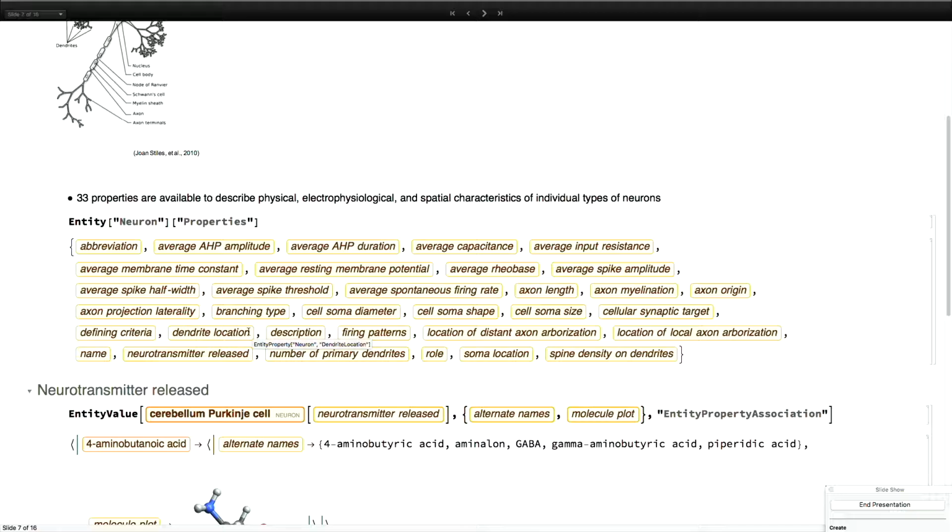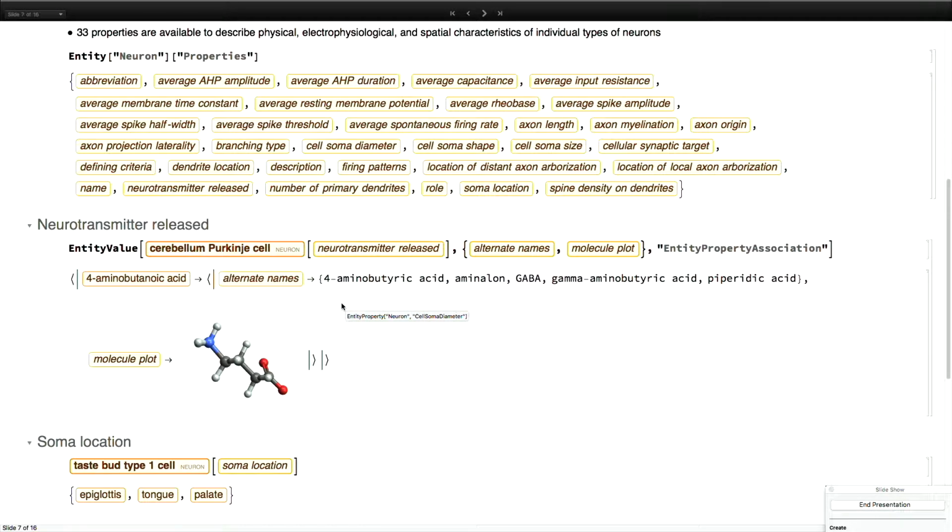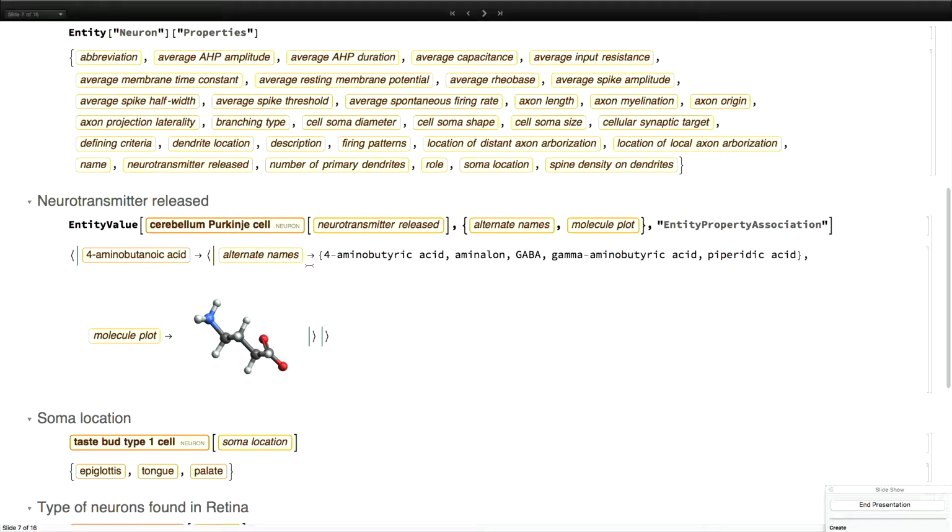And one of the important characteristics of a neuron is the type of chemical released from the cell, called a neurotransmitter. For example, we can find the neurotransmitter released from one of the Purkinje cells of the cerebellum. And if you would like to know more about this chemical, you can also access chemical data to get more information.